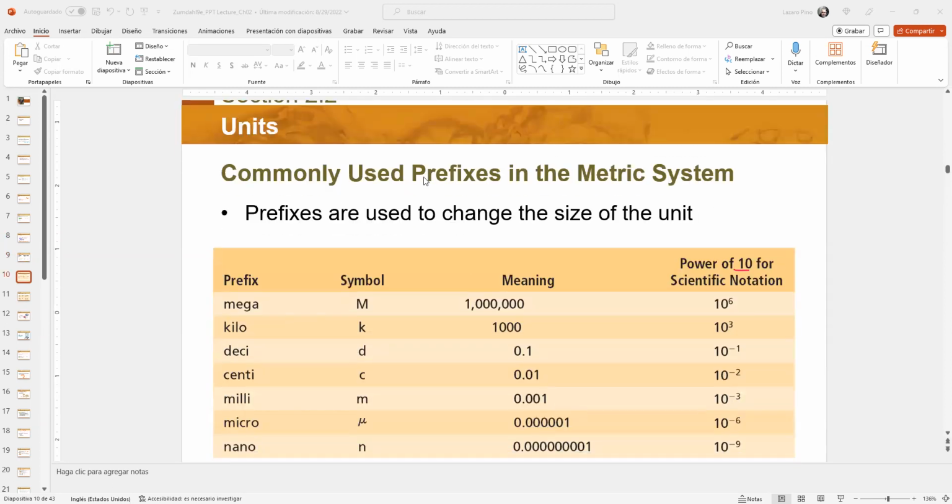Well, we use prefixes in the international system. Mega is 10 to the 6th. Kilo is 10 to the 3rd. Deci is 10 to the -1. Centi, 10 to the -2. Milli, 10 to the -3. Micro, 10 to the -6. And nano, 10 to the -9.